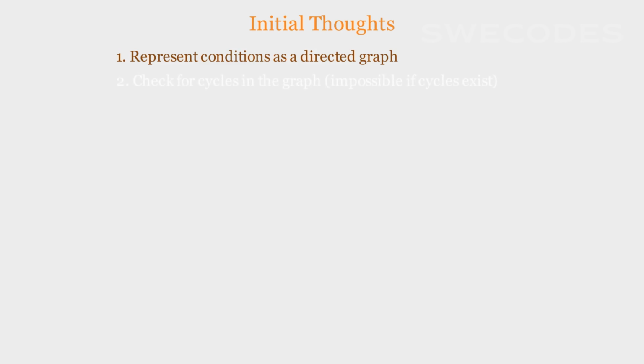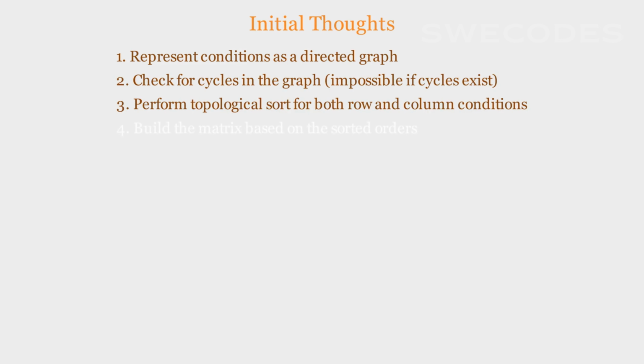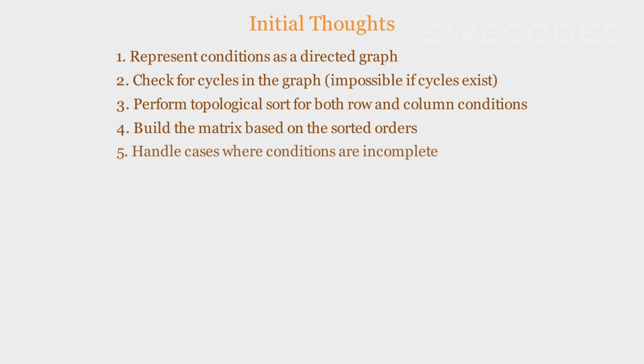So, how do we approach this problem? Our initial thoughts lead us to represent these conditions as a directed graph. We'll need to check for cycles, as their presence would make a solution impossible. Then, we can use topological sorting for both row and column conditions. Finally, we'll build our matrix based on these sorted orders, being mindful of incomplete condition sets.